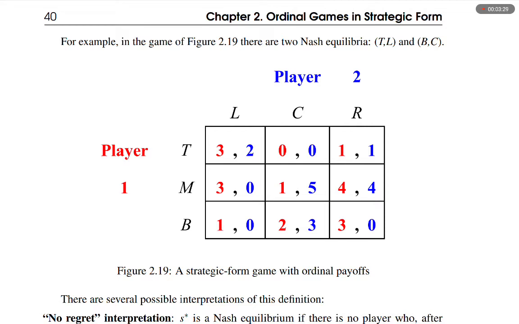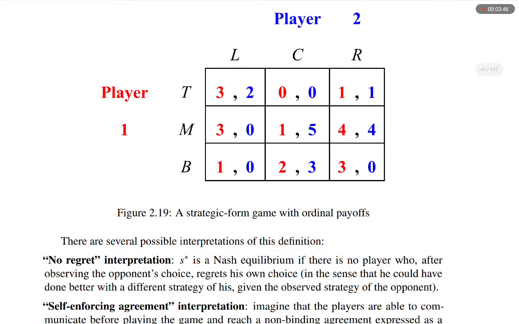For example, in the game of figure 2.19, there are two Nash equilibria, (T, L) and (B, C). We have a 3x3 matrix. Player 1 represents the rows, player 2 represents the columns. Player 1 has T, M, B, and player 2 has L, C, R.